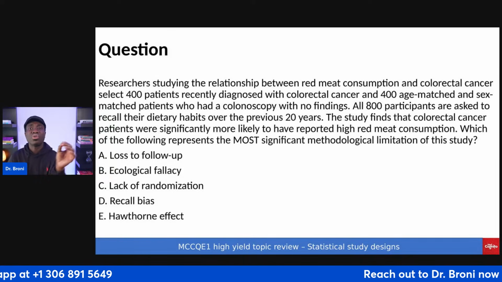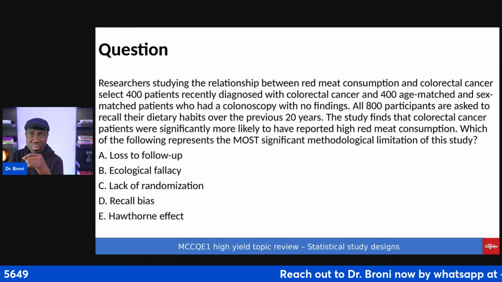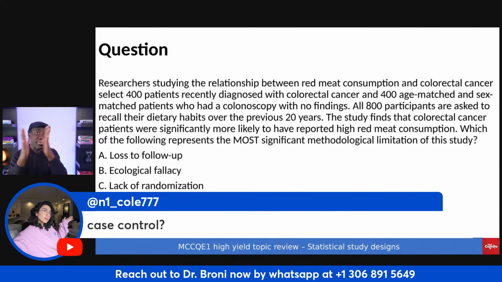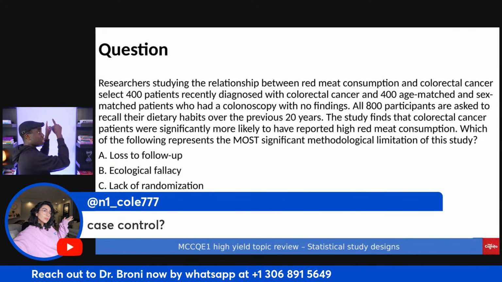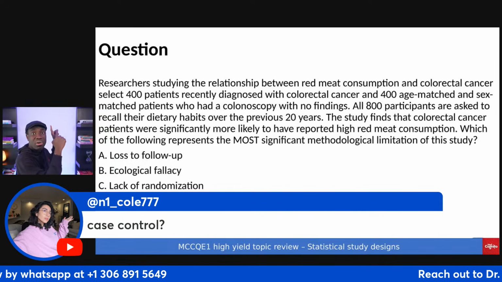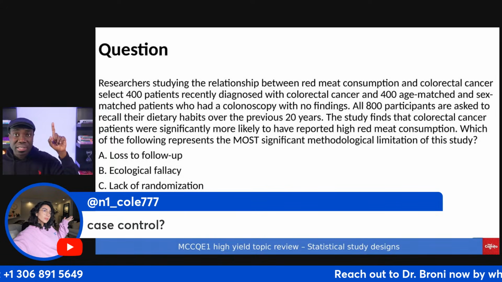Beautiful. This is a case control study. Remember, in case control study, you are a detective and you are looking backwards. Case control study. That's the correct thing.